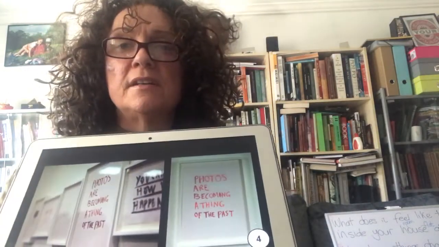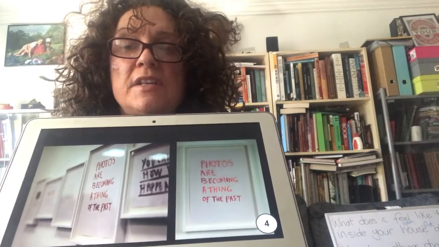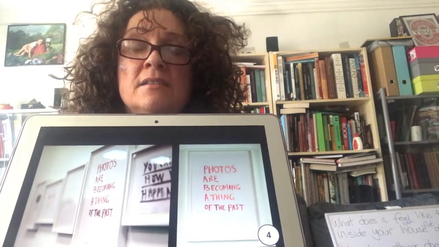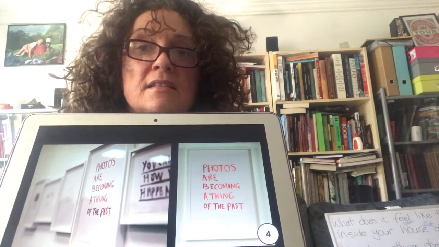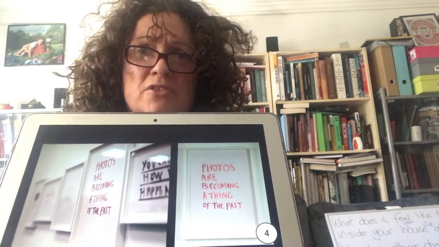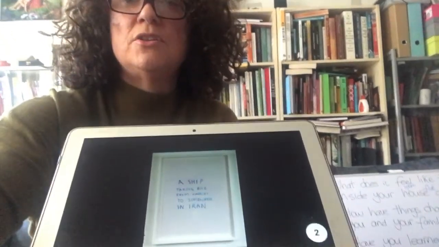Here we have, sorry, maybe it's not very clear. These are just photographs from the gallery space in Luton. One example here is "photos are becoming a thing of the past." It's quite interesting. I'm not sure if I agree. This one here is a little bit smaller. It talks about a ship taking rice from Karachi to somewhere in Iran. That's quite interesting, isn't it?